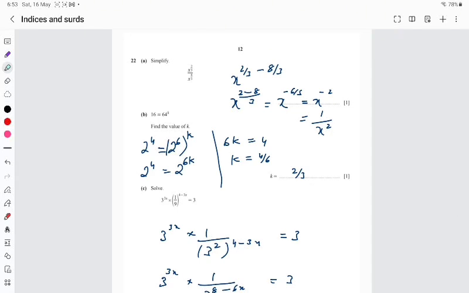Again, there is a past year paper question. You have x raised to the power 2 over 3 divided by x raised to the power 8 over 3. So x power 8 over 3 is in the denominator, bases are the same, both are x. So the denominator will go up and get subtracted, minus 8 over 3. And if you simplify, you get x power minus 2. And if you write it in positive exponent, then 1 over x squared is your answer.